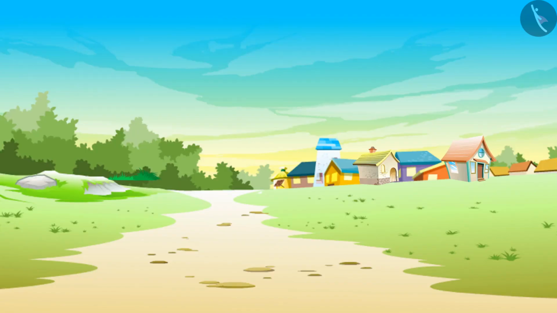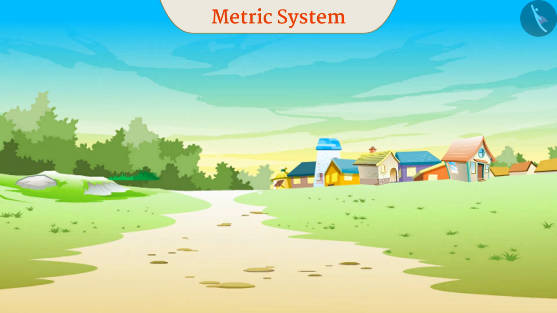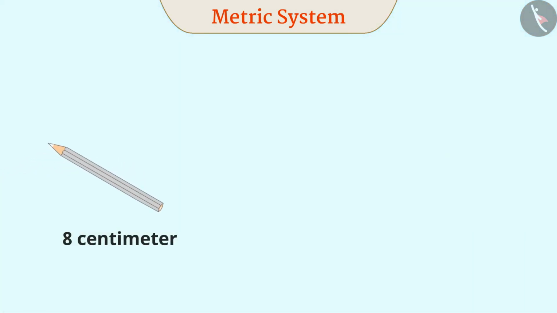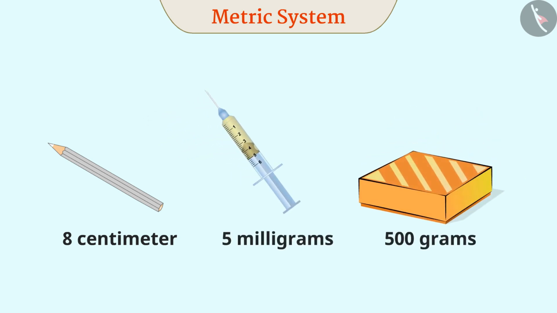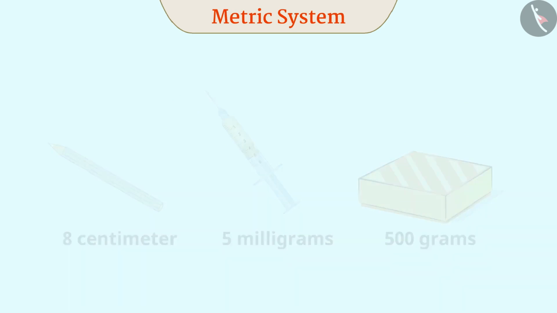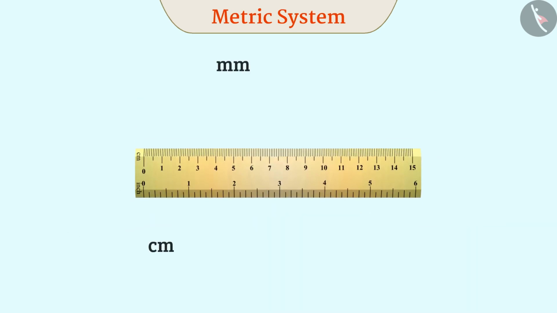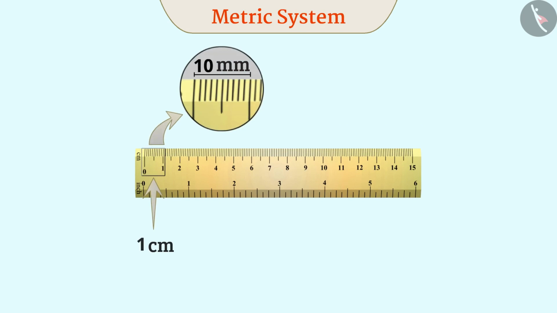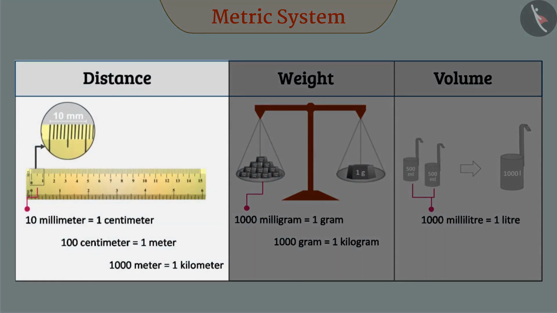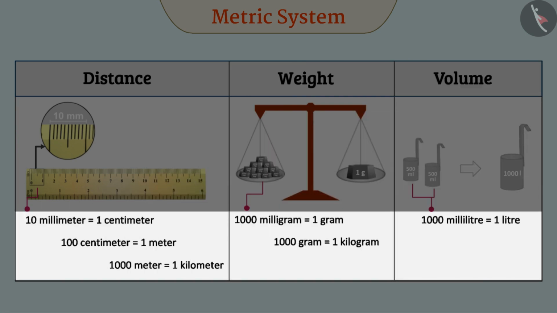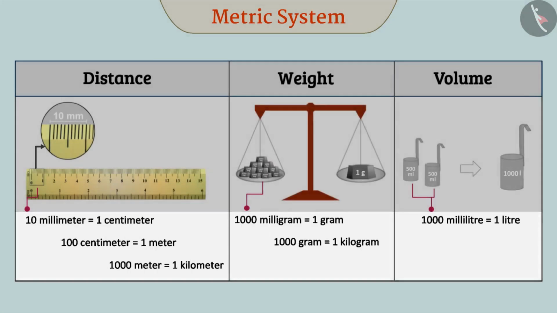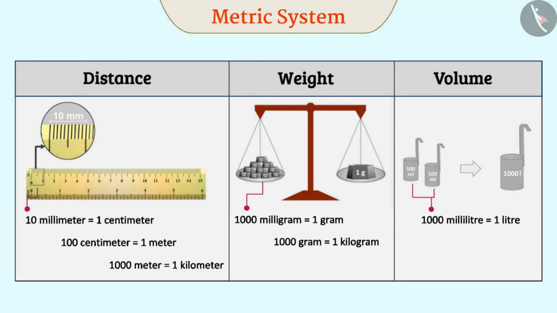In your life, you must have seen the use of the metric system in many places, such as 8 cm length of a pencil, 5 mg of medicine in a needle, 500 grams of sweets in a box, etc. In many situations, we need to change the unit. The change of the distance, weight, and volume units expressed in the table should be known. You can understand these changes by stopping the video.